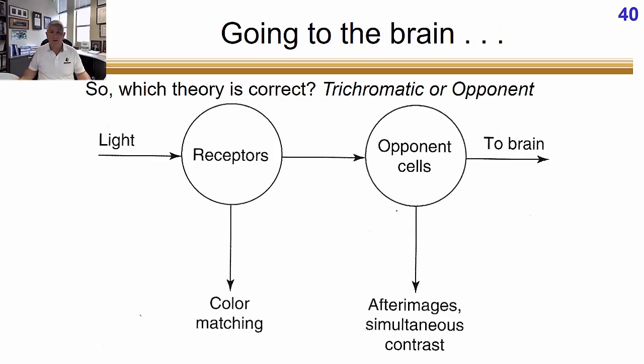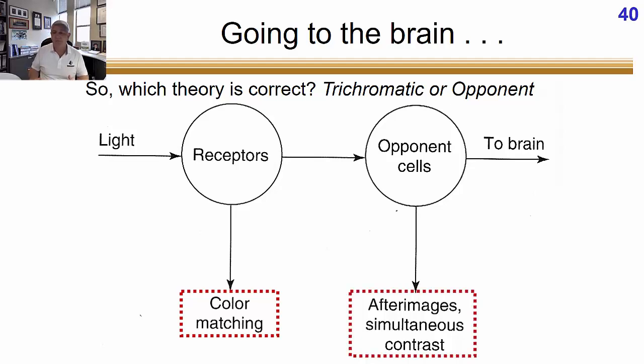So which theory is right? Well, both of them, right? At the level of the retina, we have trichromatic, color matching. At the level of the opponent process cells, we get afterimages and simultaneous contrast as psychophysical evidence for blue versus yellow and red versus green.